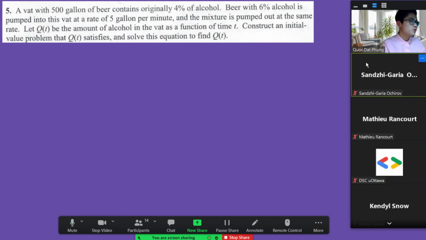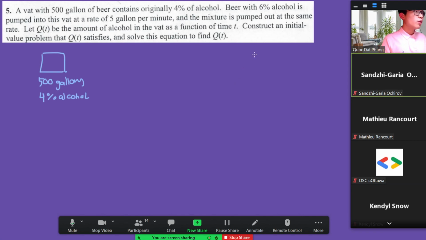So let's read through this. We have a vat. A vat doesn't matter what it looks like. We can just draw something like this, which is a box, with 500 gallons of beer that contains originally 4% of alcohol. So we have 500 gallons, and then 4% of it is alcohol.